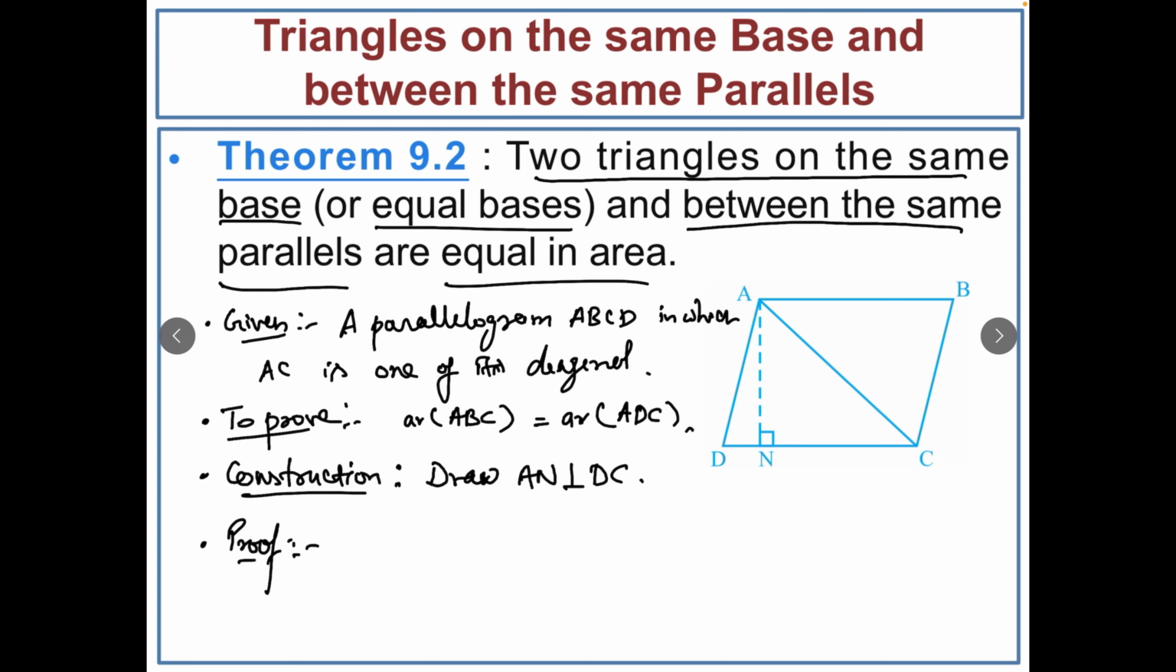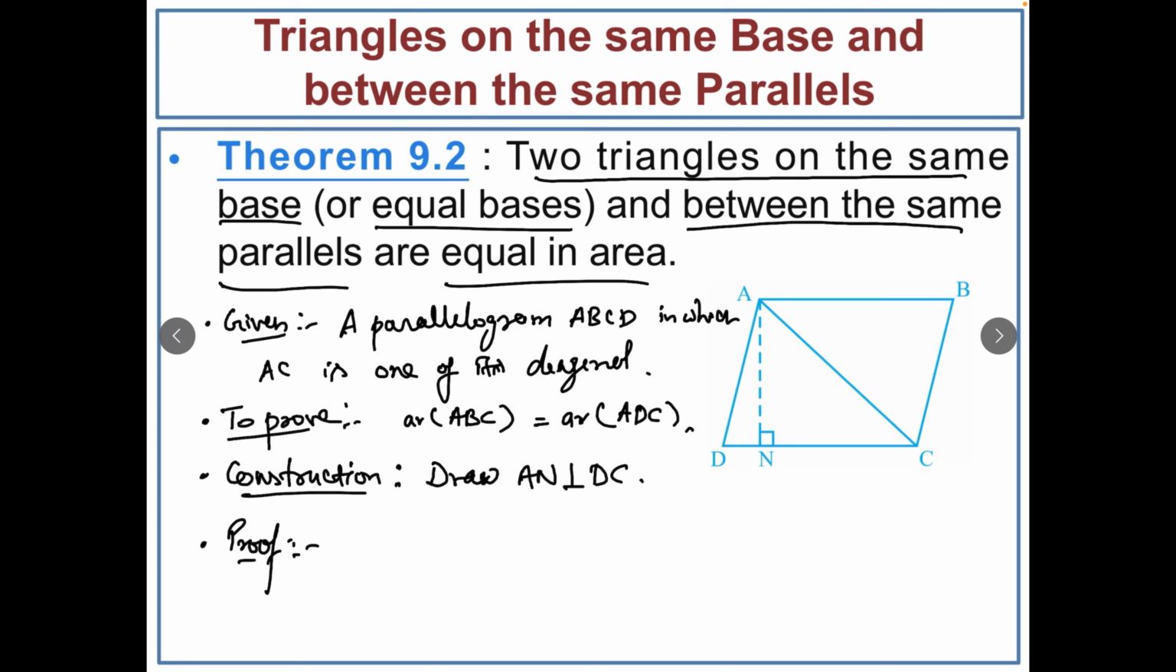Okay, so I hope you understood the proof of theorem 9.2. It simply says if you have two triangles which are on the same base and between the same parallels, or if the bases are not the same but the bases are equal, in that case also if they are lying between the same parallels, the areas of the two triangles will be equal.